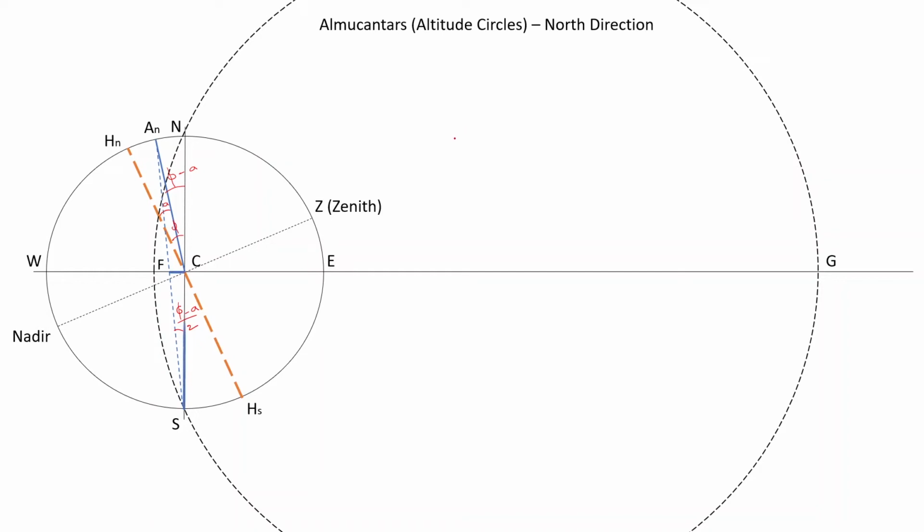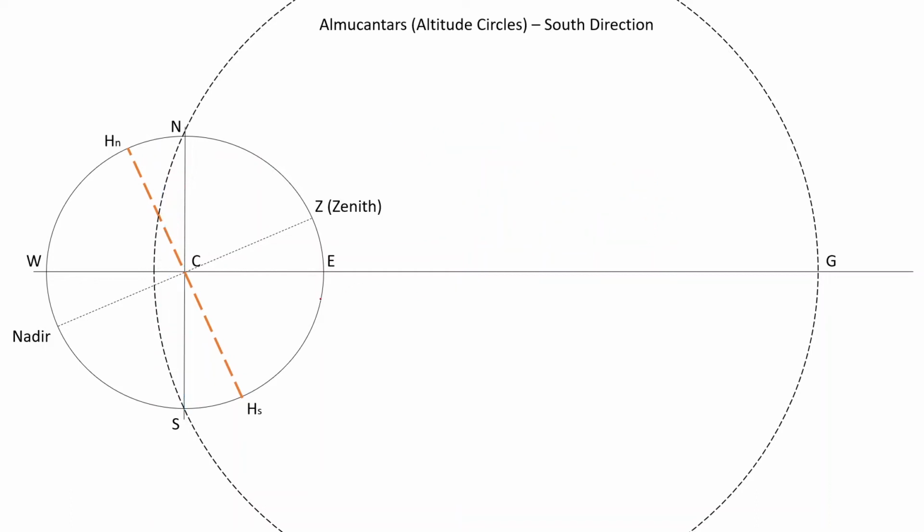Therefore in right angle triangle FCS, tan of (phi minus A) divided by 2 is equal to CF upon CS. Rearranging the formula, CF, which is the part of the diameter of the altitude circle from the north, is equal to CS, which is the radius R of the equatorial circle, into tan of (phi minus A) by 2.